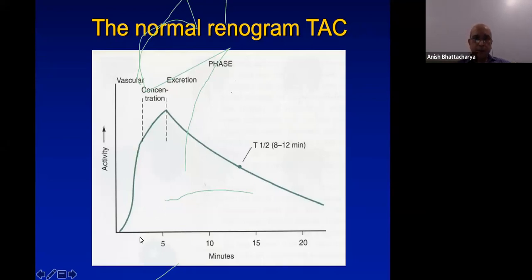So this is the normal renogram curve. You have a concentrated initial vascular phase, a very sharp rise, and then the concentration phase with an early peak, and then a clearance phase. From this part, you get the T half, which is usually 8 to 12 minutes.